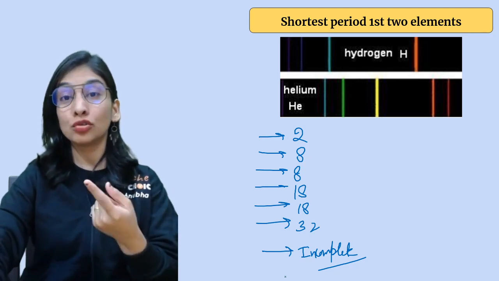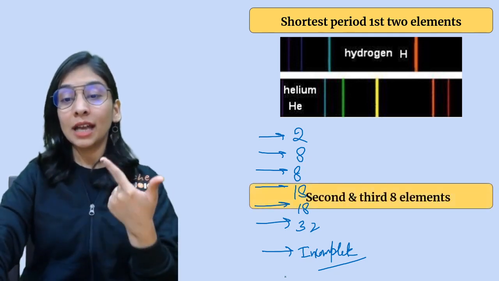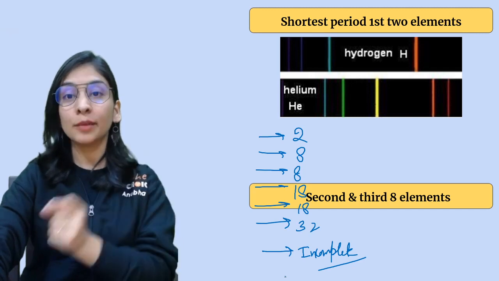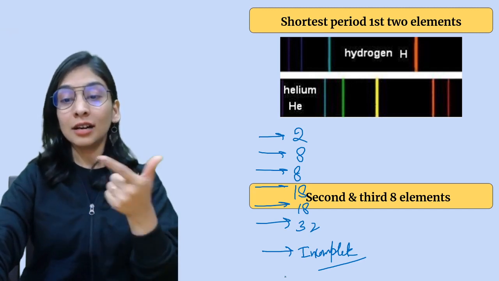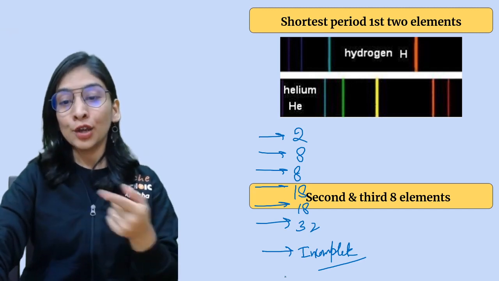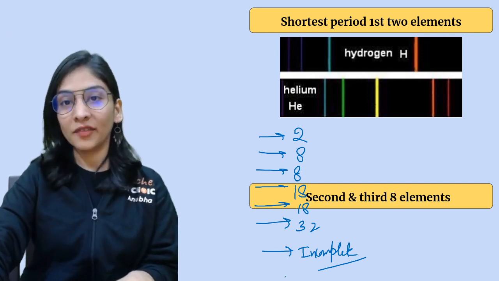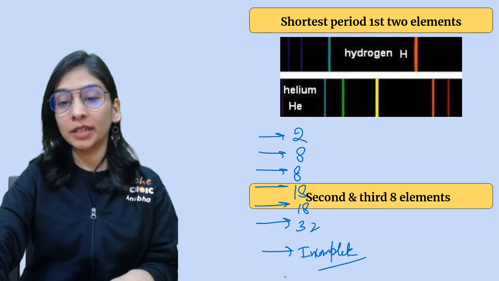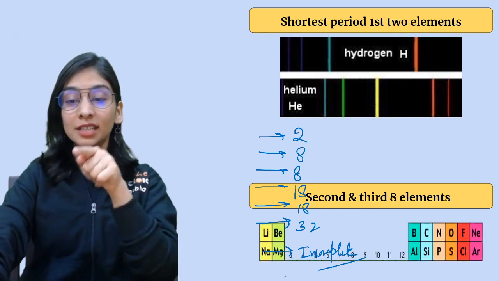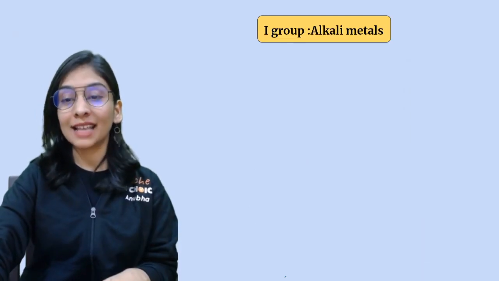First period, two elements, are hydrogen and helium. Second period, 8 elements, are from lithium to neon. Third period, sodium to argon. Fourth period starts from potassium and so on. That's going to end somewhere. The last element will be the noble gas. Okay, so this is written second period, third period, as I told.